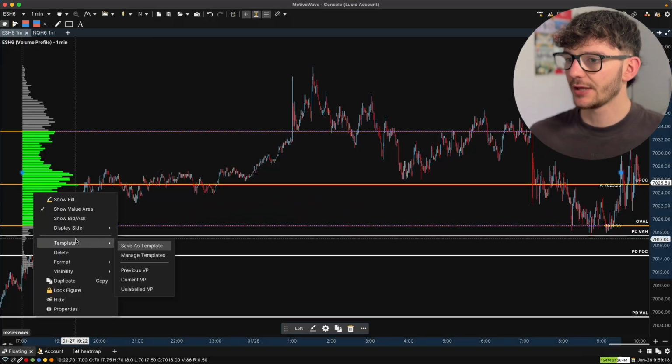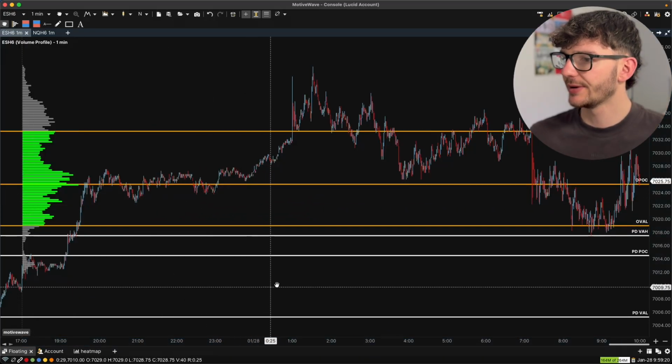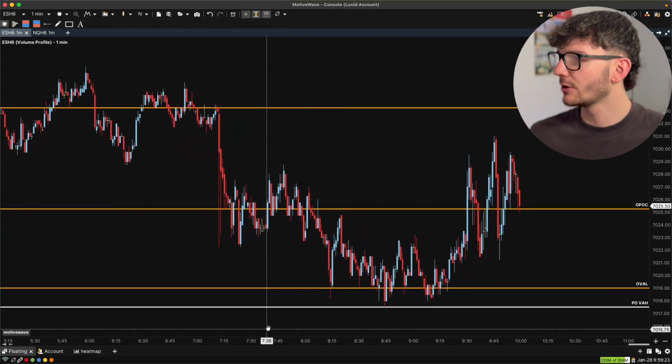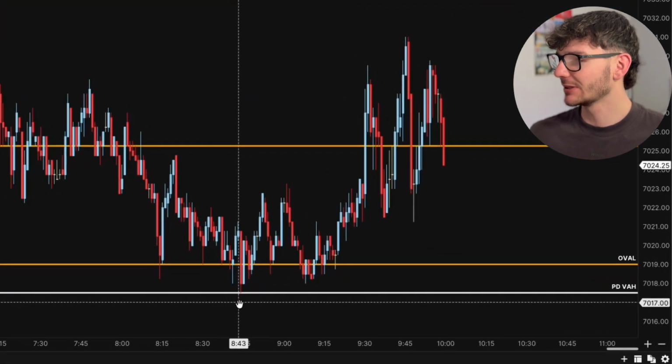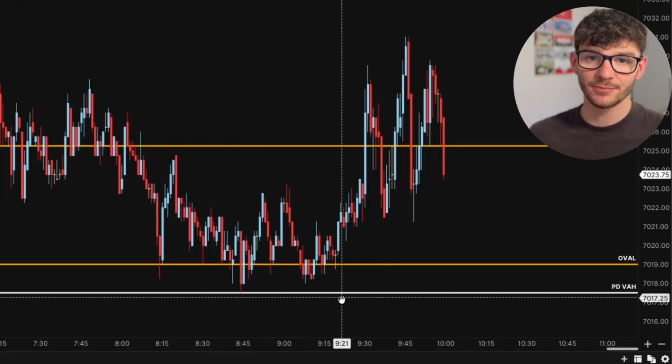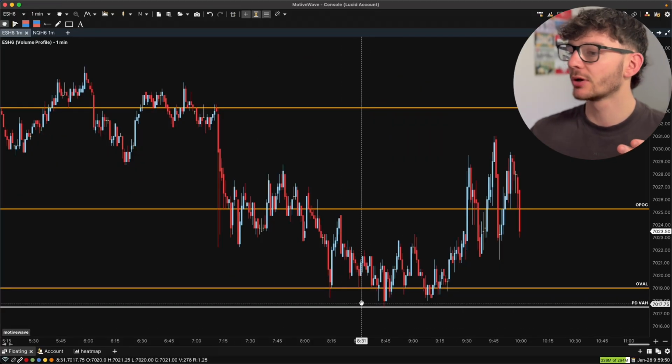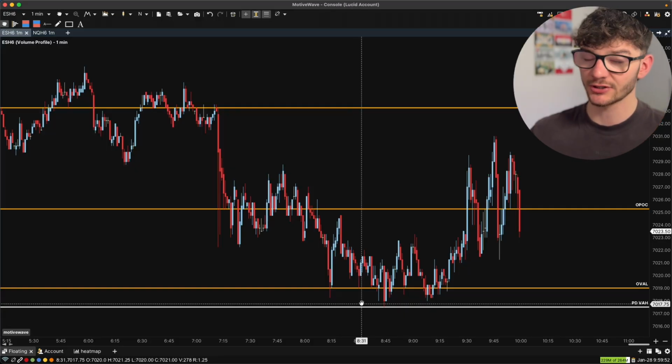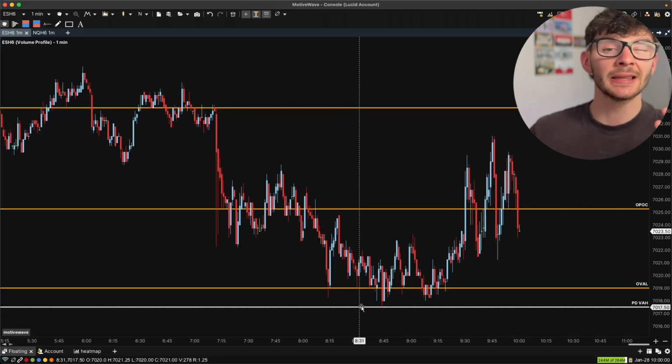So let's go ahead and hide those levels from that profile since I've drawn them now. And we can actually come into the day that we're on. And you can already see how clean of a reaction we had from that previous day's value area high about 45 minutes before the market opened. And it bounced here, one, because I have these MotiveWave levels or professional order flow levels. So my levels are just that little bit more accurate.